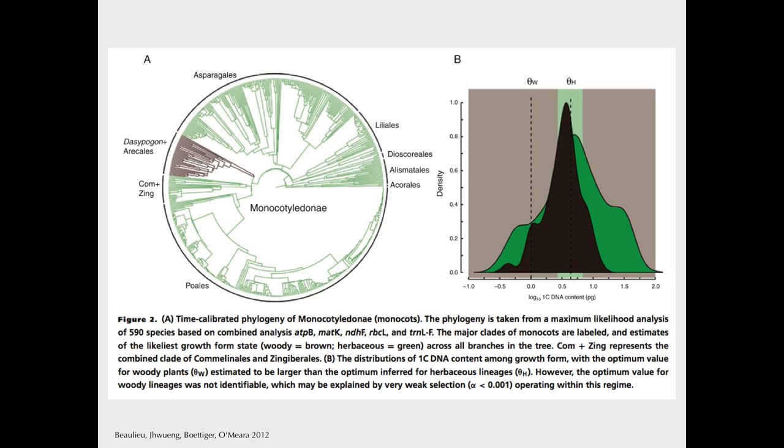Here's an estimate of theta for the herbaceous plants, and so they overlap pretty much. But then the bars behind show the confidence level. Here for the herbaceous one, it's pretty narrow. For woody, it's very wide. Let's see how wide it is in a minute.